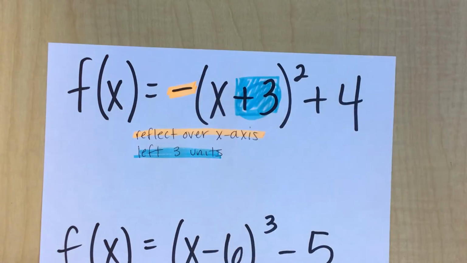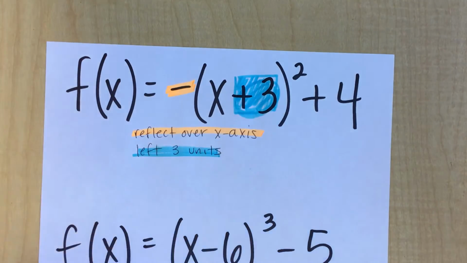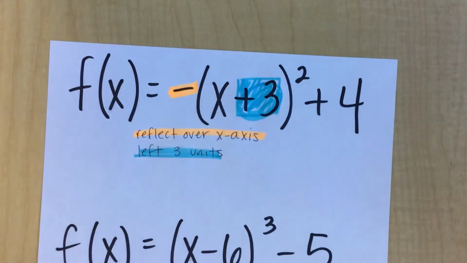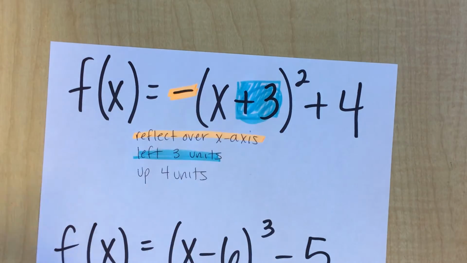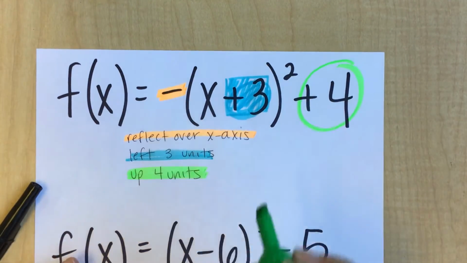I'm not scratching it out. All right, and then finally we have this +4. So +4 on the end is going to tell us that we move up. So this is going to go up 4 units. Okay, so this right here tells us to move up 4 units.